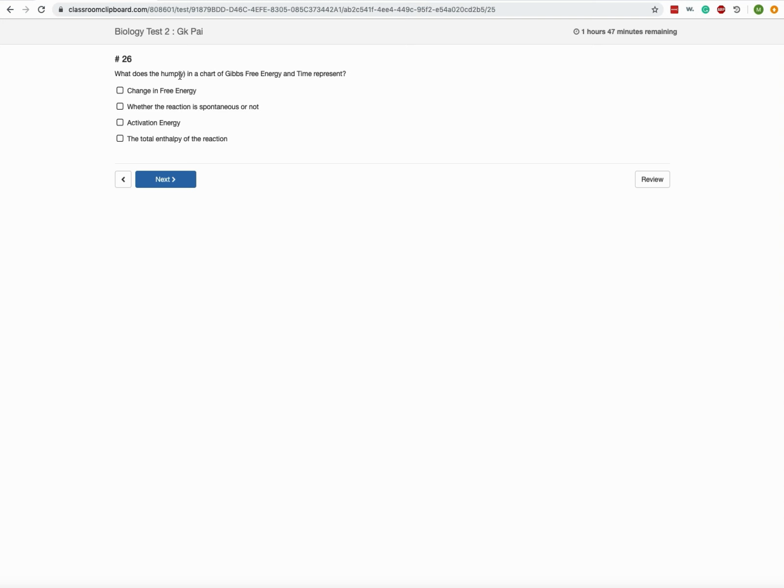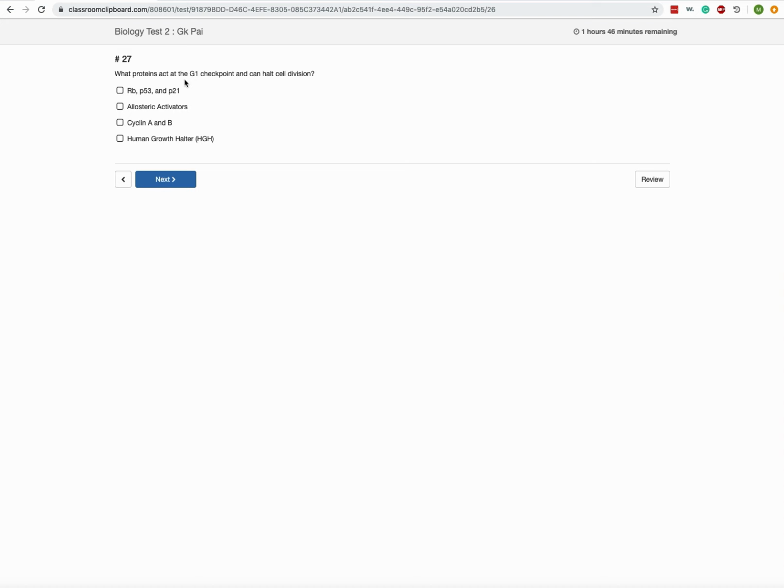What is the humpy? If you're in Dr. Clark's class, you know what humpy means. Anyway, what does it mean in a chart of Gibbs free energy versus time? If you're not in Dr. Clark's class, you may not understand this, but it's referring to the big hump on the chart of Gibbs free energy and time. That is the activation energy. It's like a barrier that must be passed for the reaction to actually take place. And enzymes reduce that activation energy.